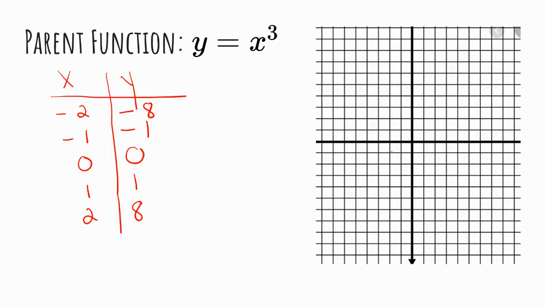So if I go to -2, -8, then -1, -1, and then 0, 0, 1, 1, 2, 8. Here we go. Now, the cubic function kind of looks like you've got a straight line in the middle, but since it's got an exponent, it is a polynomial function, and so it's got to be curvy.